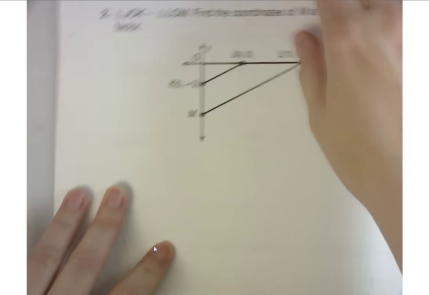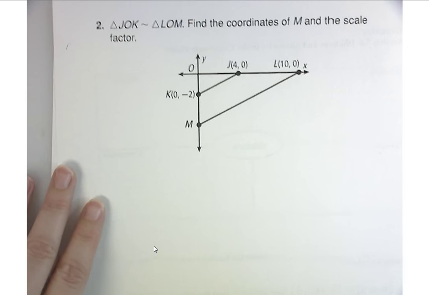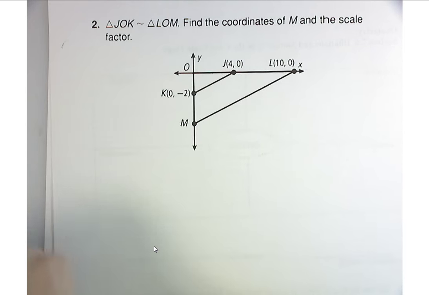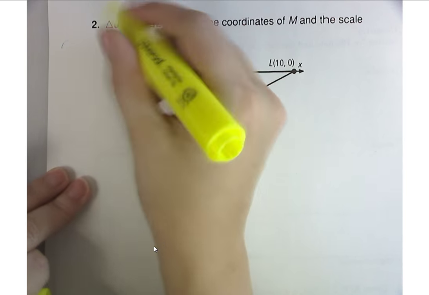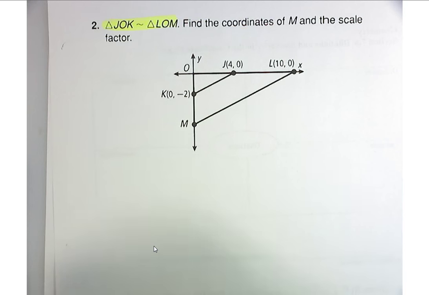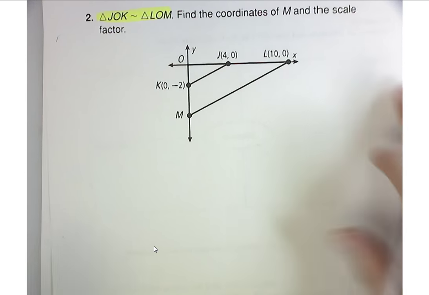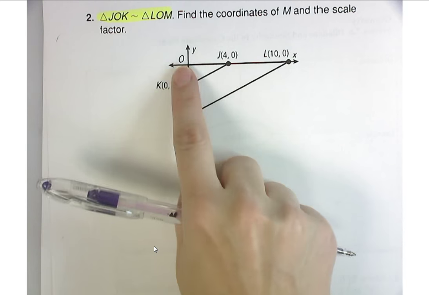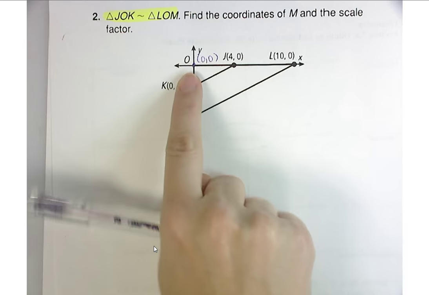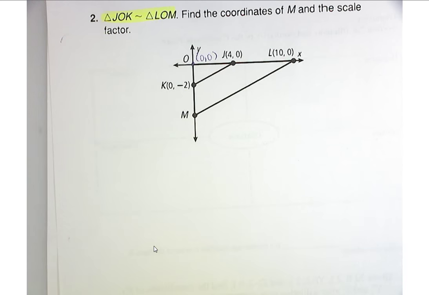All right, so we have triangle JOK and LOM, and we're going to find the coordinates of M, and we're also going to find the scale factor. So it already tells us that these are similar. So now what we're going to do is find the coordinates and then the scale factor. And what I did is I labeled this point as 0, 0 because it's at the origin, so I know that part is going to be 0, 0.